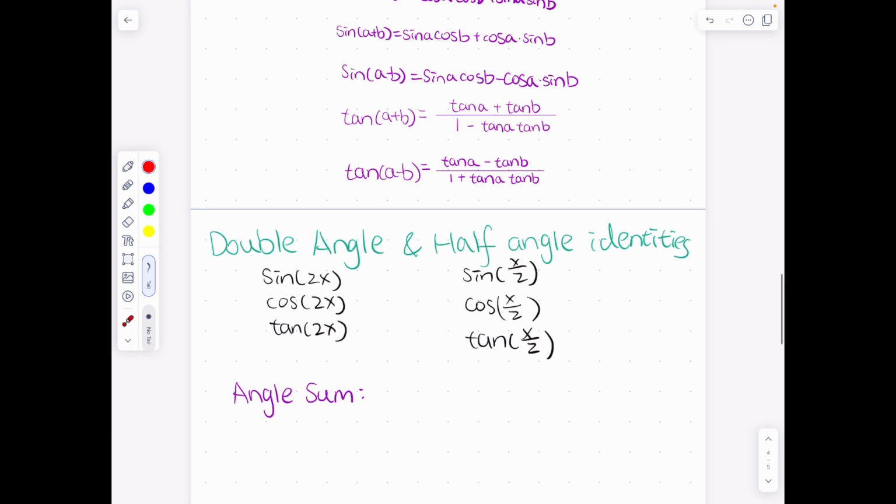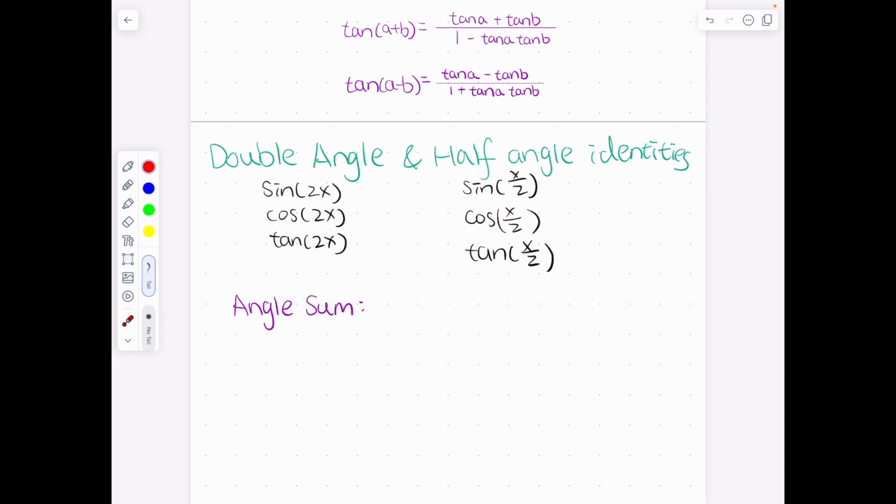So first of all, what is a double angle and half angle? Double angle is sine of 2x, cosine of 2x, and tangent of 2x. And half angle is sine, cosine, and tangent of x divided by 2. Okay, so let's start with sine of 2x.